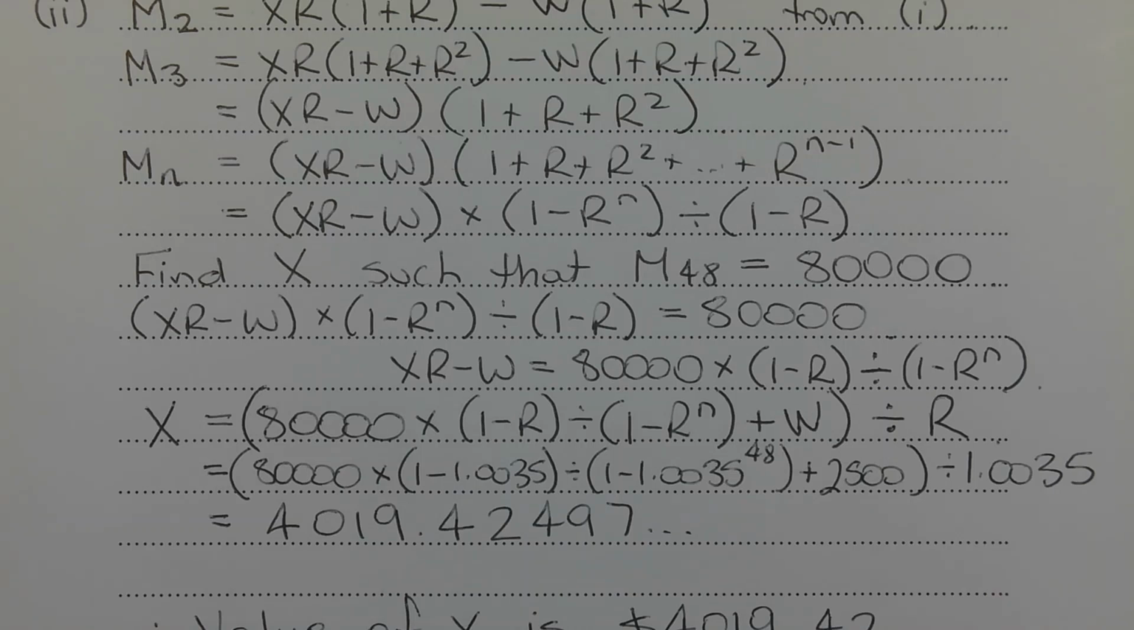Now the next thing we can do, in fact we can do two things again in one step. We can move this minus W over to the other side, becomes plus W, and here it is. Then we're going to enclose the entire expression in brackets and then divide by R to make X the subject. So we get X is equal to 80,000 times (1 minus R) divided by (1 minus R^n), plus W, enclose all of that in brackets, and then divide by R.